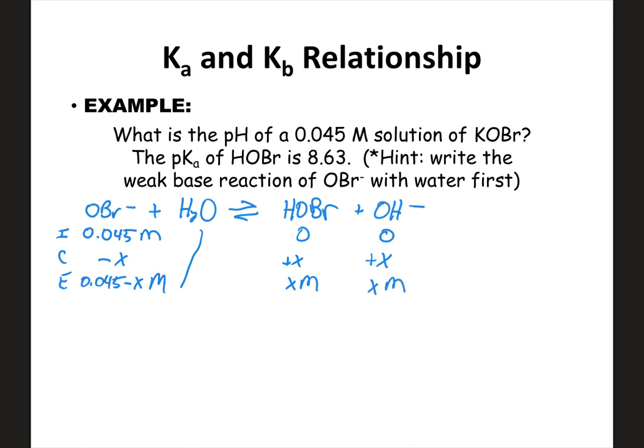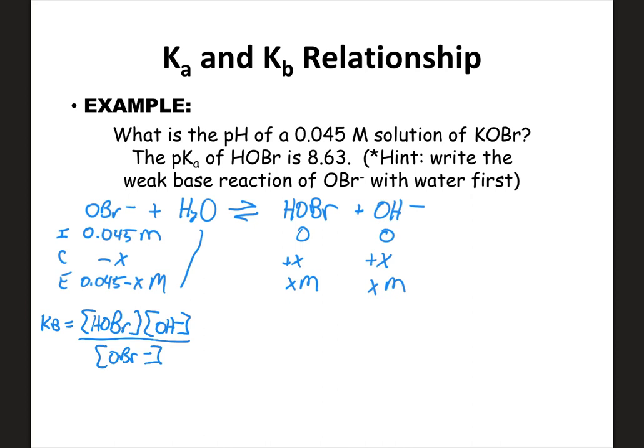All right, so now I'm going to write my Kb for this. Remember here, you are forming OH minus. So that's telling you you need to write a Kb here because this is a base. All right, so when I write my Kb expression, I get Kb equals products over reactant. So I have the concentration of HOBr times the concentration of OH minus all over concentration of OBr minus here.